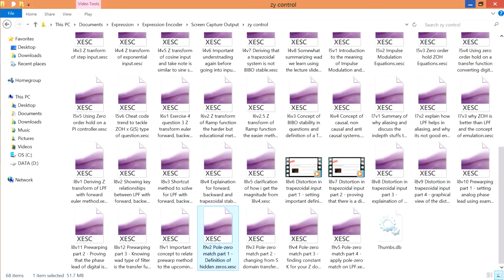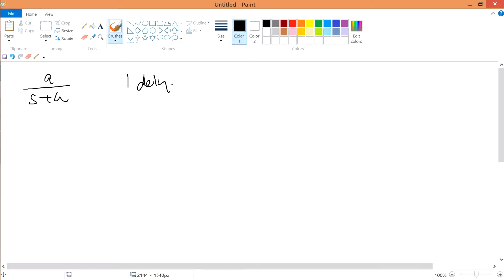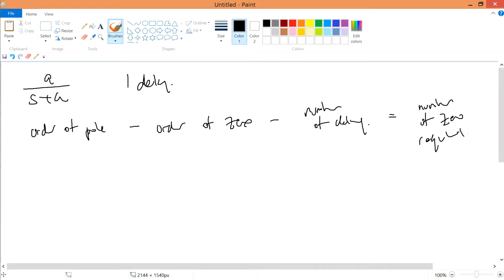The conditions are all there. I'll not go through that. This is purely on practice. So if you don't know anything, you just watch the video and then bam. So if you have this type of thing going on, the order of pole minus order of 0 minus number of delay is equal to number of 0 required. I think this is something that you will need to straight away memorize.